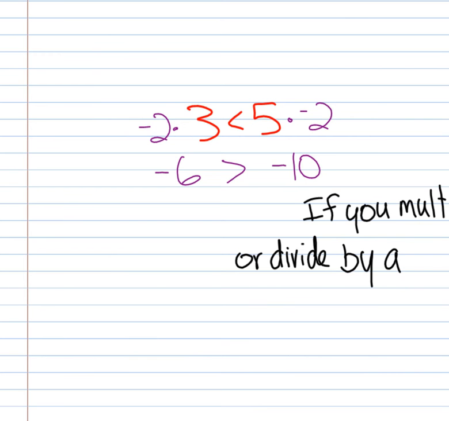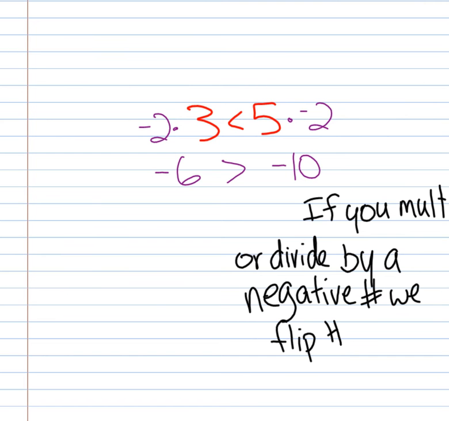by a negative number, we flip the sign. I would write this. Because this is really the only thing with inequalities that might mess you up, is that anytime you multiply or divide by a negative number, the sign gets flipped around. And if you want to know why, it's just this example right here. When you multiply both sides by a negative, the value of both numbers gets flipped around.